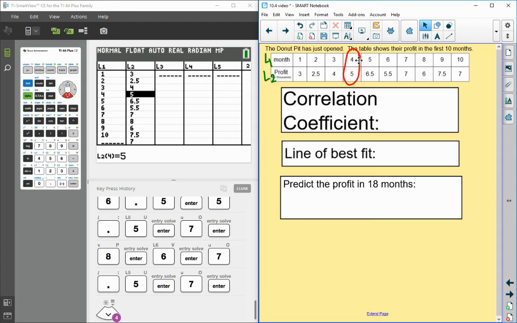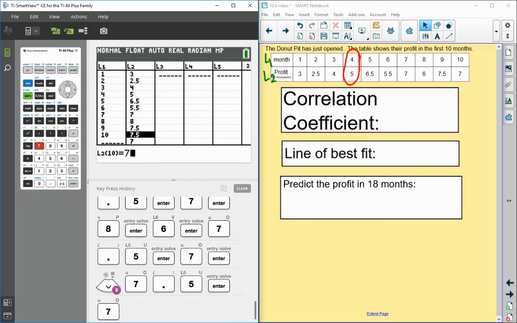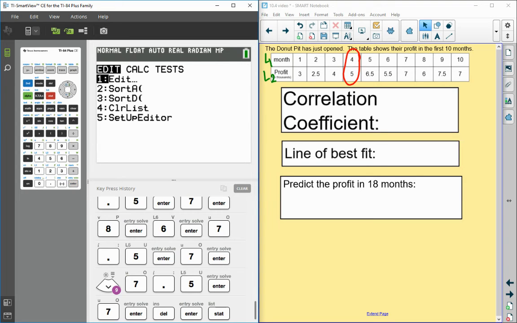5, 6.5, 6, 5.5, 7, 7, 8, 8, 9, oh, there we go. 9 matches 7.5, 10 matches 7, and then I need to delete that number right there. Now I did end on the same thing, and that's good. Always make sure you check them.